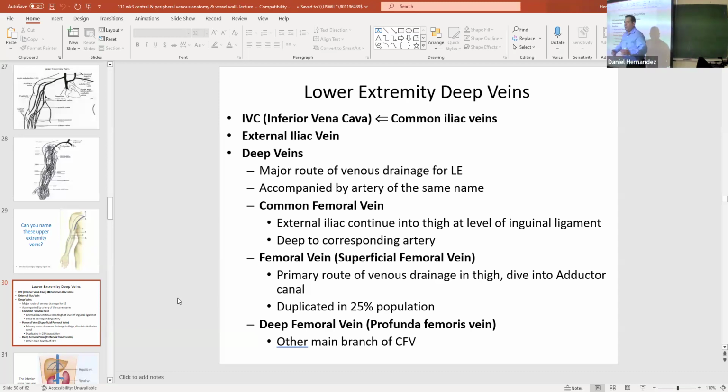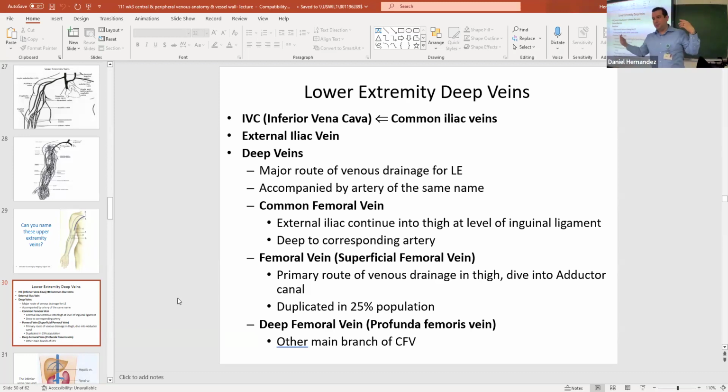So what are your superficial veins for your arms? Give me the two. Basilic, cephalic, good. Basilic and cephalic. And the vessel that connects the two is your median cubital vein. Sometimes they just say cubital vein, so I'll accept all those answers. Median cubital vein, cubital vein. That's in the antecubital fossa.